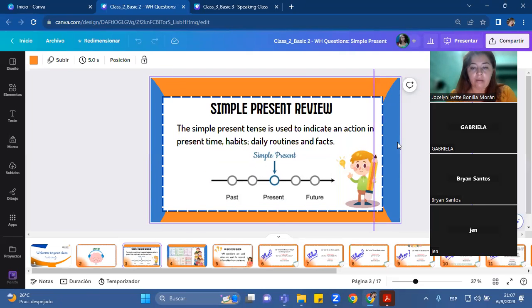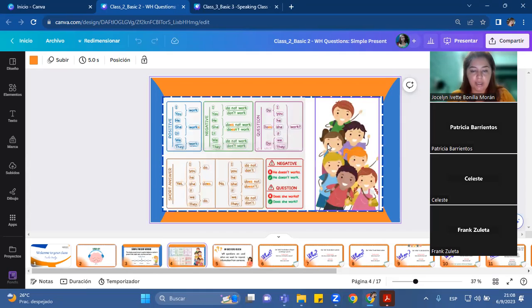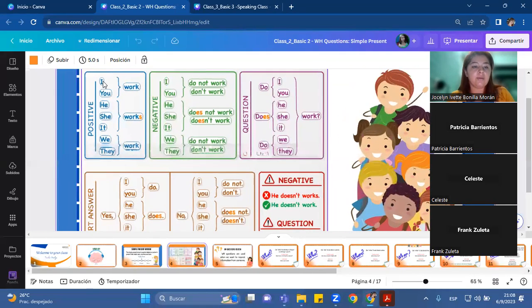So, do you know what a pronoun is? ¿Los pronombres sí los sabemos, chicos, or not? The pronouns. Yes, all of you know the pronouns? Yes. I, you, we, they, she, he, it, we. Good job. Yes, they are the pronouns. In the case, we can see them here. We have this I, you, he, she, it, we, and they, as Fran said.